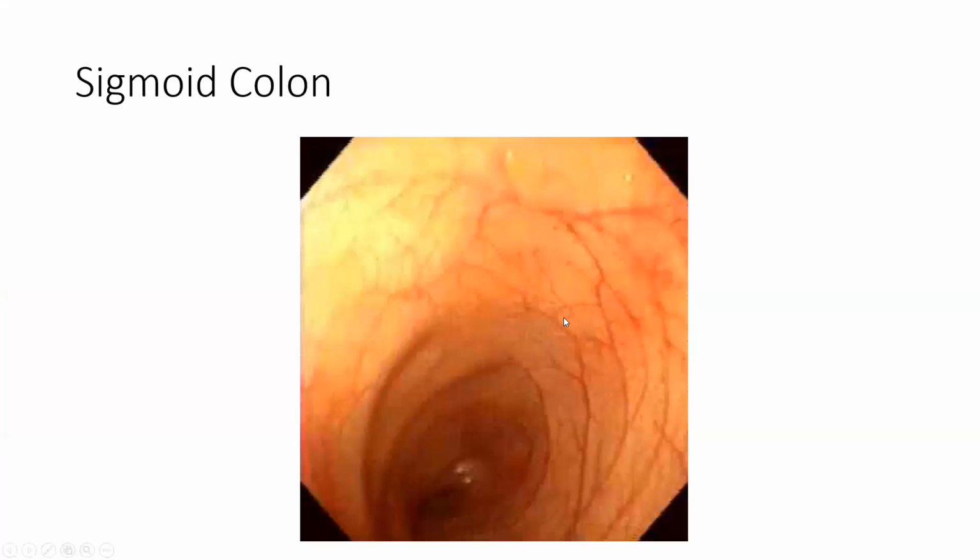There's our sigmoid colon, again, cleaned out completely. You never see it this clean, unless your patient was having a colonoscopy. If your patient's having a colonoscopy, you want to see this. If they're not, then this is going to be full of material, organic material.